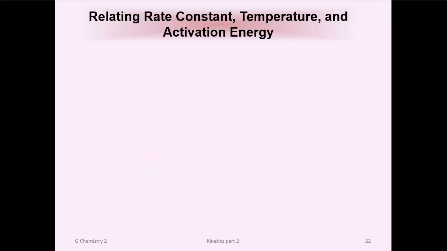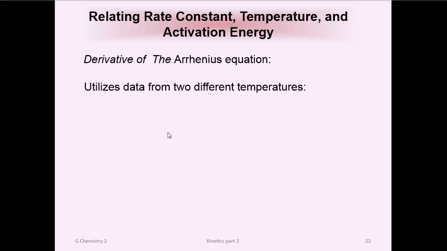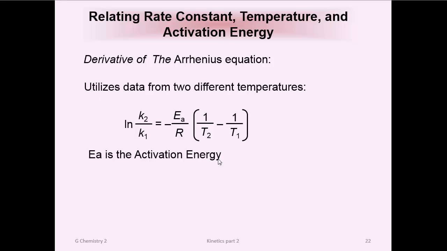Okay, last but not least, so what happens if you know a rate constant and then you want to change the temperature? How does this all relate? And this is a derivative of the Arrhenius equation. And you need data from 2 different temperatures. And here's how this works. Here's the derivative that you can use, and you should memorize this equation.